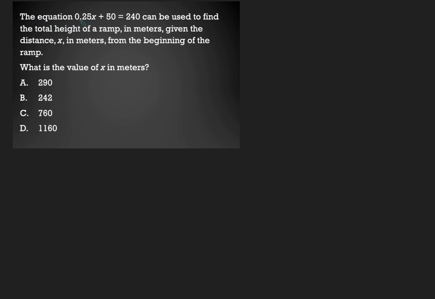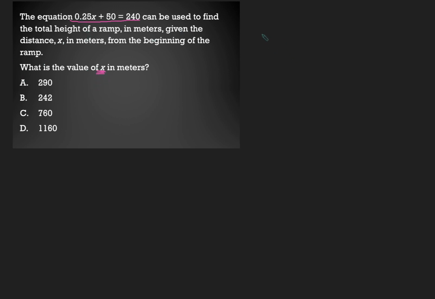The equation 0.25x plus 50 equals 240. So they gave us an equation that can be used to find the total height of a ramp in meters, given the distance x in meters from the beginning of the ramp. And our question: what is the value of x? So they want us to find x.